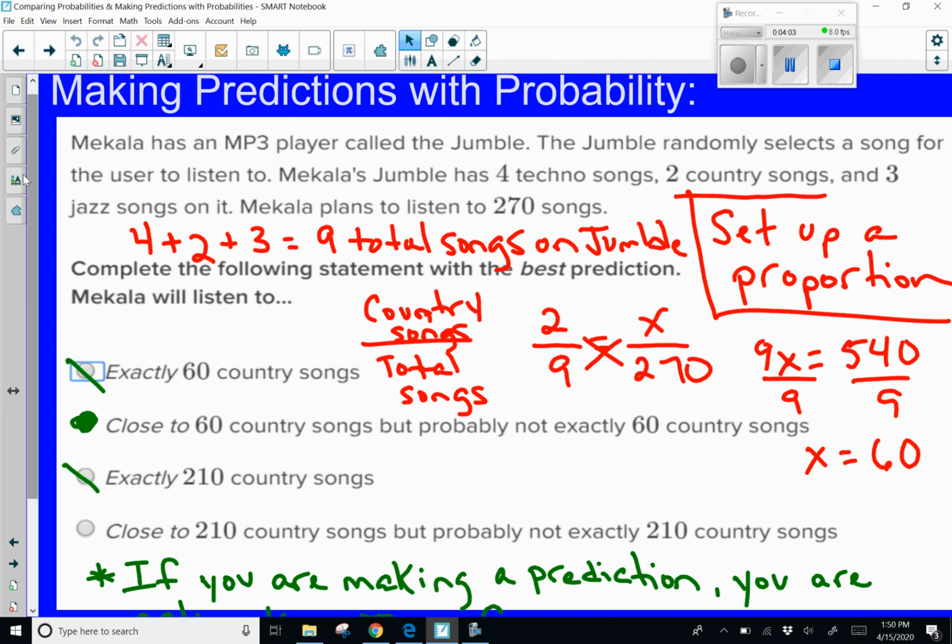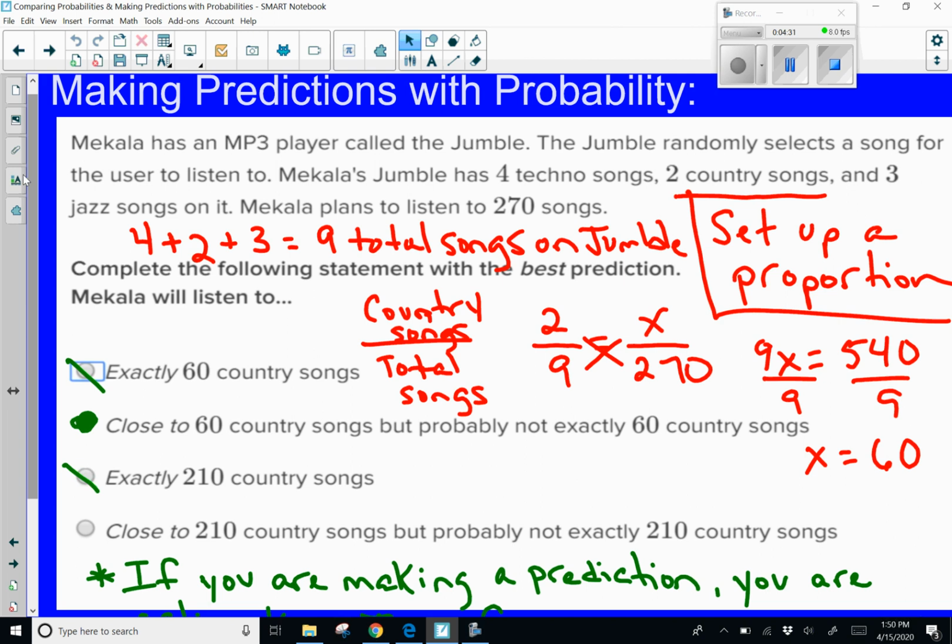So on her Jumble currently, she has 2 country songs out of 9 total songs, which is my first ratio in the proportion. And that's going to equal X, because that's what we're trying to find out, how many out of 270 total songs. And now we're just solving the proportion like we would normally. So 9 times X equals 9X. 2 times 270 equals 540.